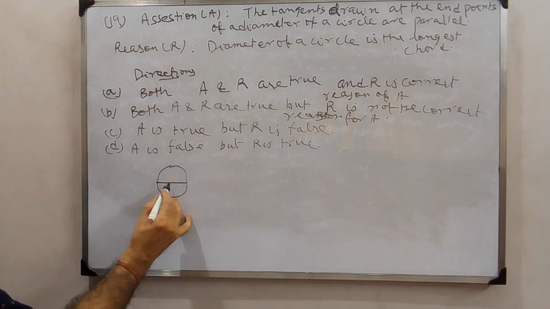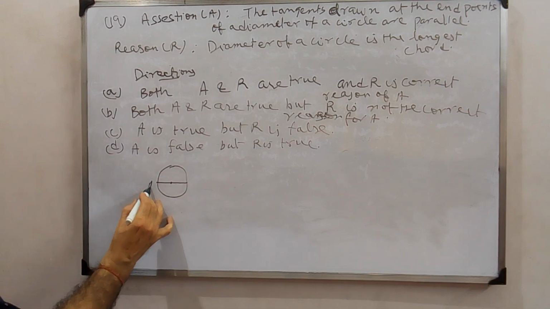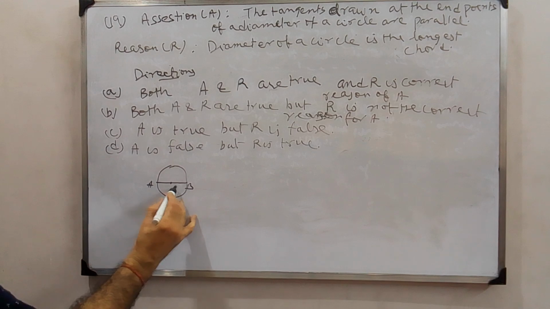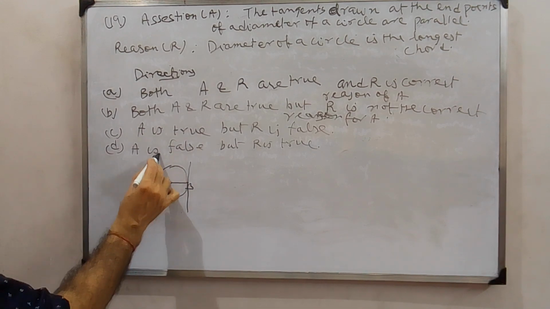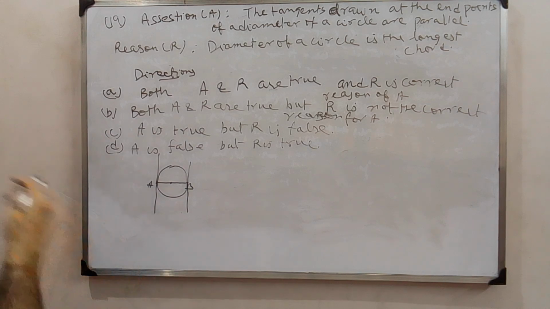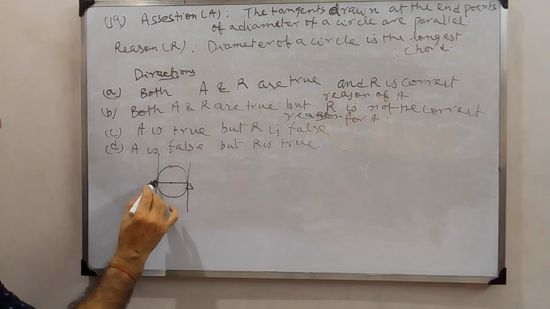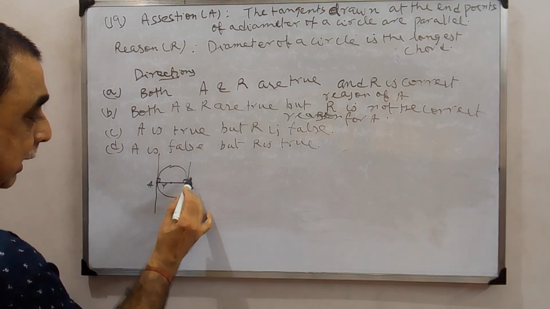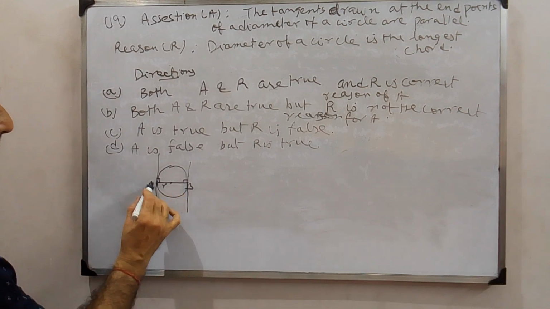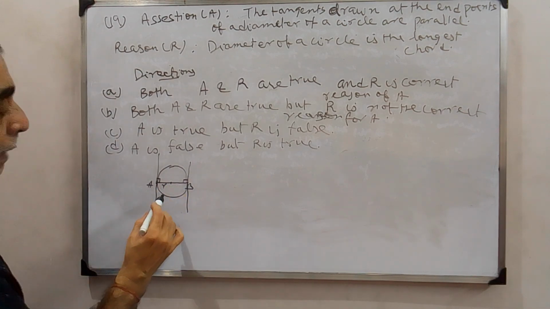Because this is the diameter. Suppose this is the diameter, and if we draw the tangents at the end points of the diameter, here we know the radius is always perpendicular to the tangent. So this is a straight line. AB is a straight line because it is a diameter.